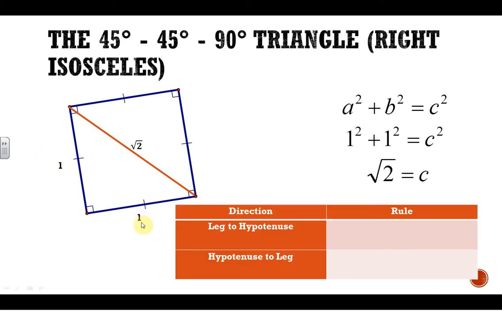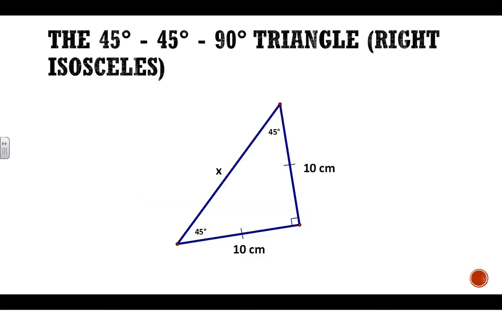If we're going from the leg to the hypotenuse, you're going to multiply by radical 2, because 1 times radical 2 is radical 2. If you are going the opposite way, if you're going from the hypotenuse to the leg, you're going to divide by radical 2, because that, again, will always happen. And the reason being, all 45, 45, 90 triangles are similar to one another. So that proportion will always happen.